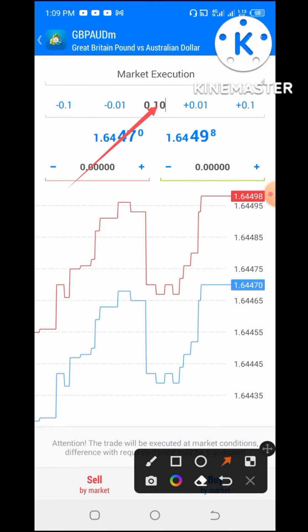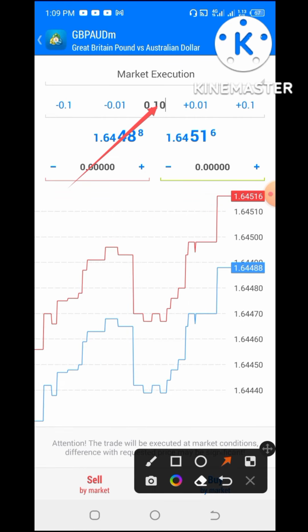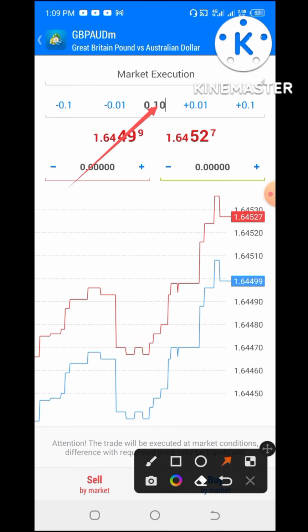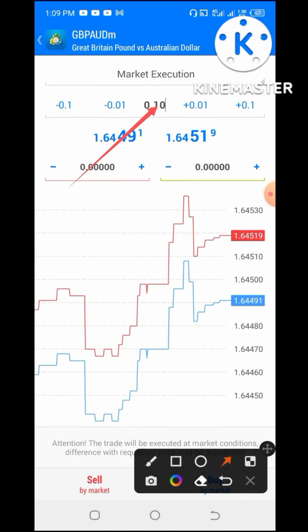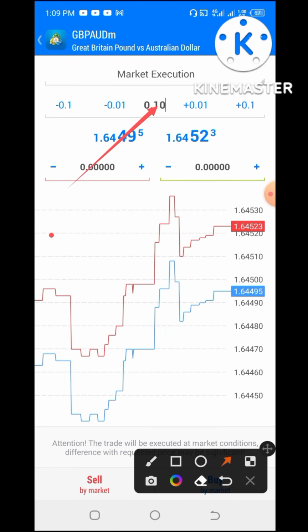And in the next video, I'll explain to you about the pips, leverage, lot sizes, and everything so that you understand everything. Also, how to calculate stop loss, how to know how much you're going to be losing and how much you're going to be winning in each trade.